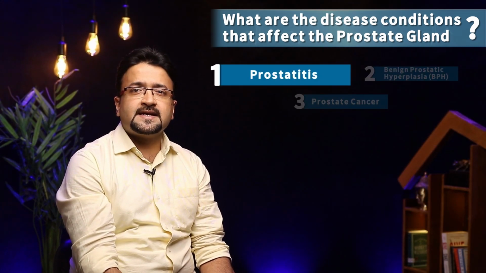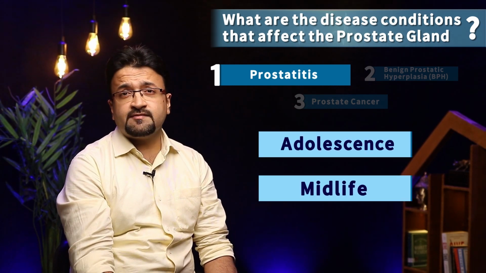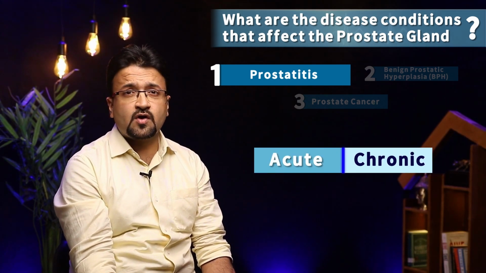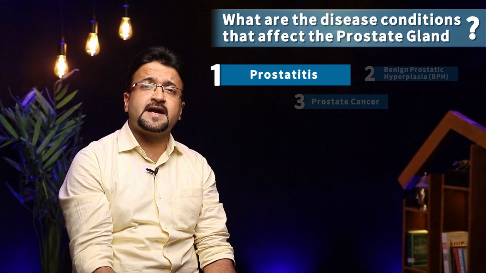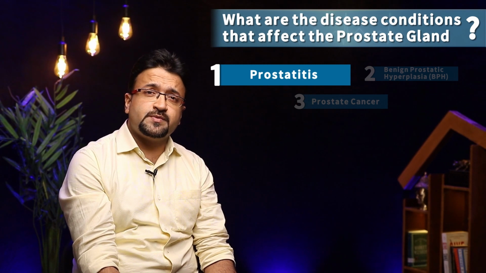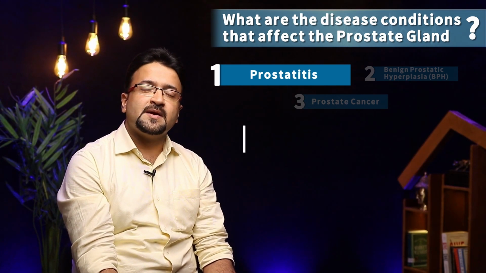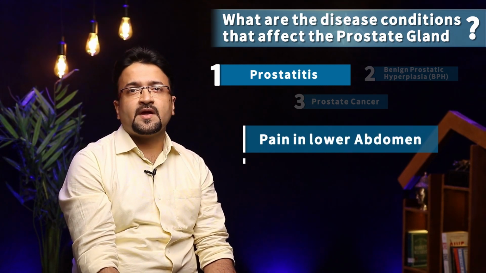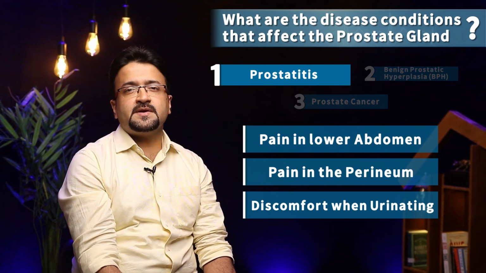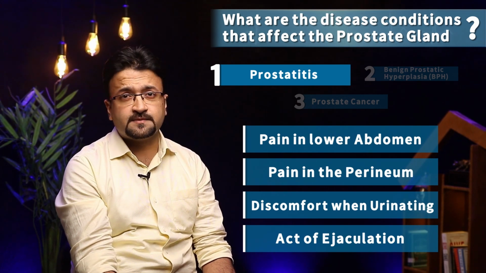Prostatitis can occur at any age. It can occur in adolescence, it can occur in midlife, or even in elderly men. Prostatitis can be acute or chronic. It can be associated with a bacterial infection and sometimes even without. Prostatitis usually presents itself with a host of urinary symptoms, sometimes pain in the lower abdomen, pain in the perineum, and a discomfort while passing urine. Some people get a pain that is associated with their act of ejaculation as well.